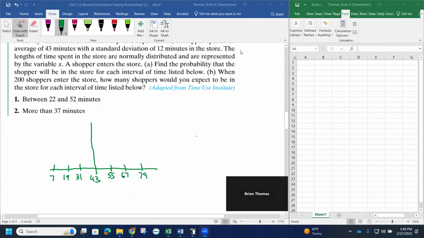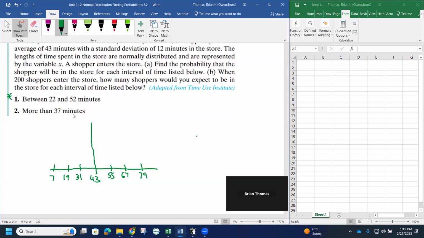So a shopper enters the store. We're just going to do the first example, I should say. So find the probability that the shopper will be in the store for each interval of the time listed below. And then part B says when 200 shoppers enter the store, how many shoppers would you expect to be in the store for each interval time listed below? So there's actually two parts for each question. So let's just do between 22 and 52 minutes.